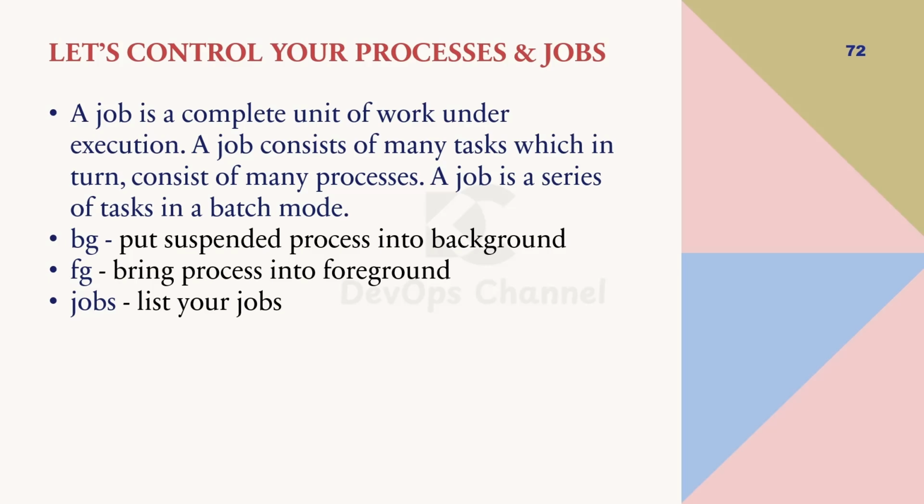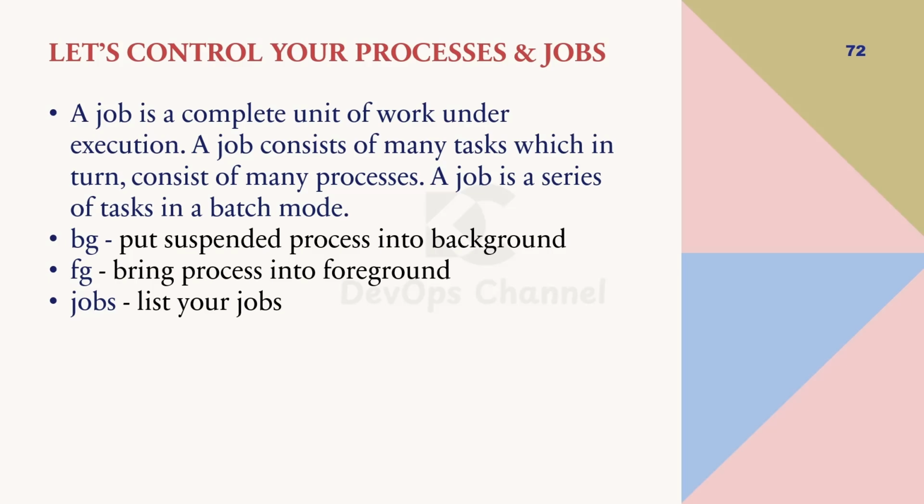A program can be defined as a set of instructions, and a set of programs is called a job, but the instructions of a program get run by a process. There are various commands associated with it. The bg command puts a suspended process in the background, fg puts it in the foreground, and jobs will list your jobs. Let's move to our Ubuntu VM and practice this.